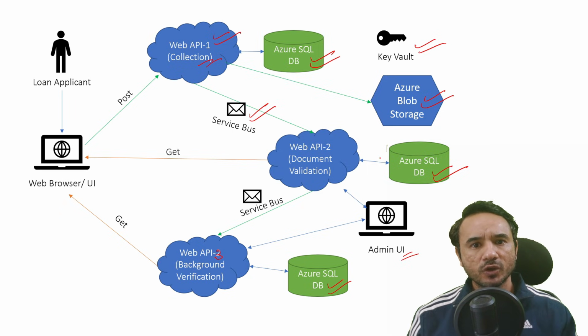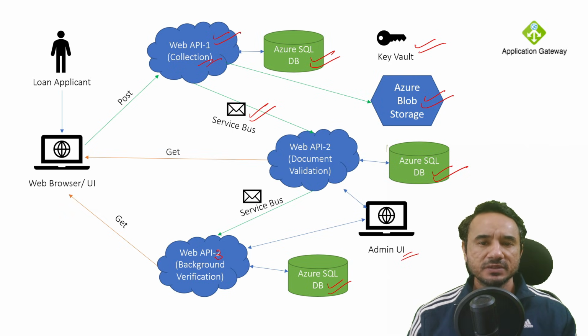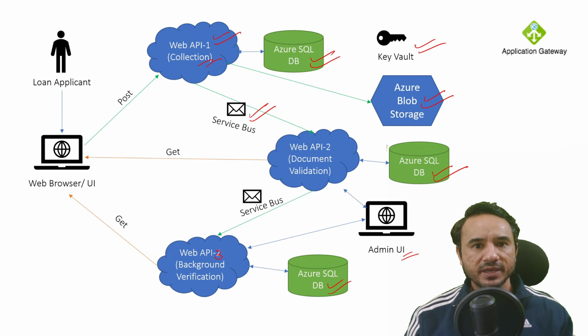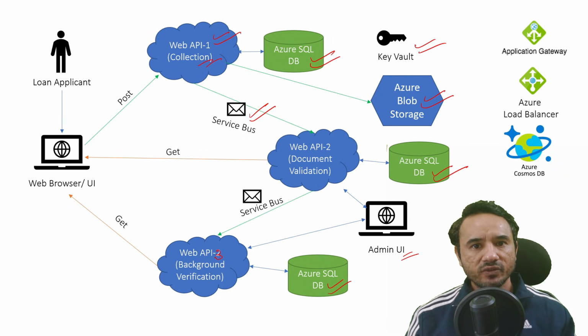Apart from this, we have also used Azure services like API Gateway, which is basically a common authentication system for all the APIs. With that, our APIs will be secure, and there is no need to implement individual API authentication. Other services like Azure Load Balancer, CDN, and Cosmos DB, we have used all these services.